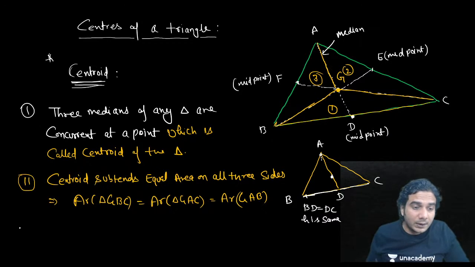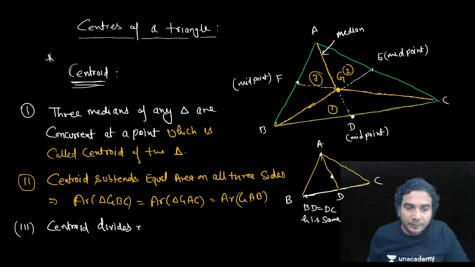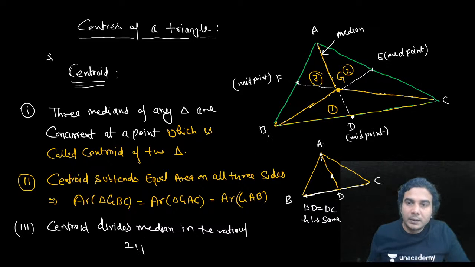There's another point. Let me add it here. Centroid divides median in the ratio of 2:1. So this is 2 and this is 1.